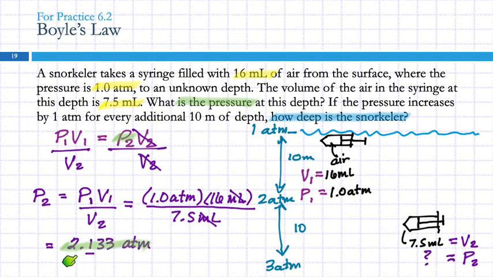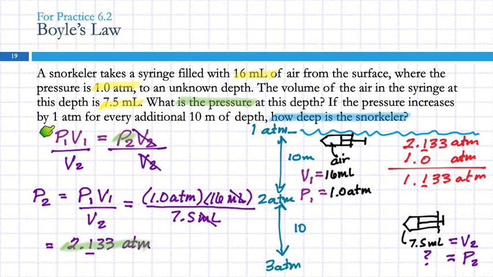So this is the pressure at that depth. What is the additional pressure that has been added? It started at 1 atmosphere. How much additional pressure was added? Well, we now have 2.133 atmospheres of pressure, and we started with 1 atmosphere. So we've added 1.133 atmospheres of pressure. And this is telling us that there's 1 atmosphere for every 10 meters. We're going to have to move up to the top.